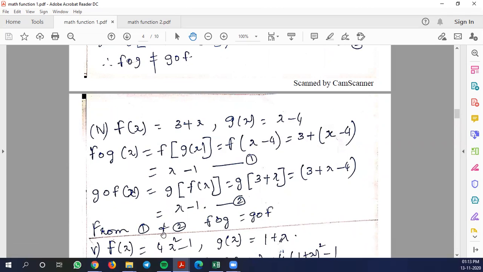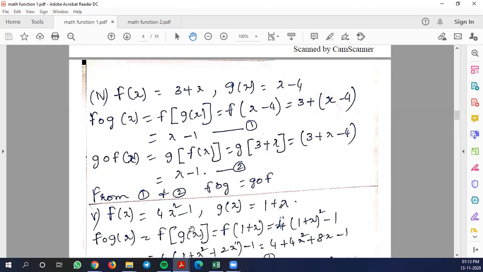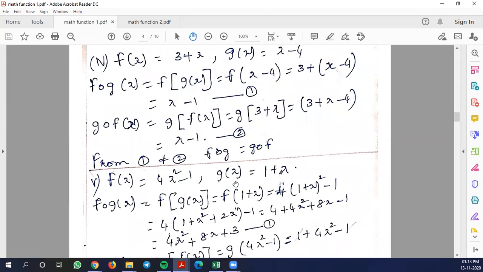What is g of f of x? This is g of f of x. g of, what is f of x? 3 plus x. So here f of x is 3 plus x. Now this full term is x. What is g of x? It is x minus 4. What you have in the place of x? It is 3 plus x minus 4. So it is x plus 4 plus 3 minus 4, it is minus 1. So f o g equal to g o f. Both are same. 1 and 2 are same.